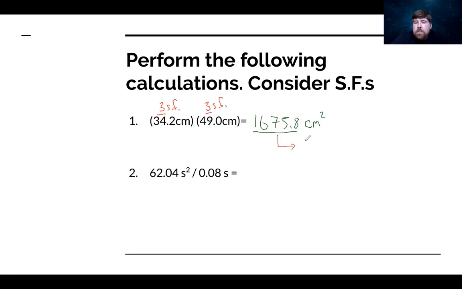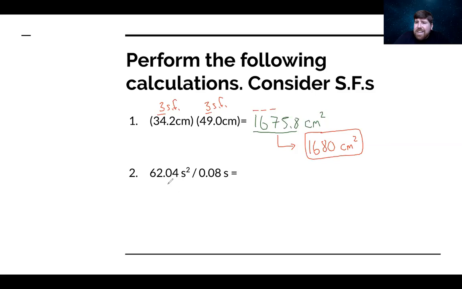I change my final answer, and the way I do so is by counting from the left to the right. So my answer has to have 1, 2, 3 significant figures, and I'm going to use the 5 here to help round the 7. It looks like my final answer is going to be 1,680 centimeters squared.